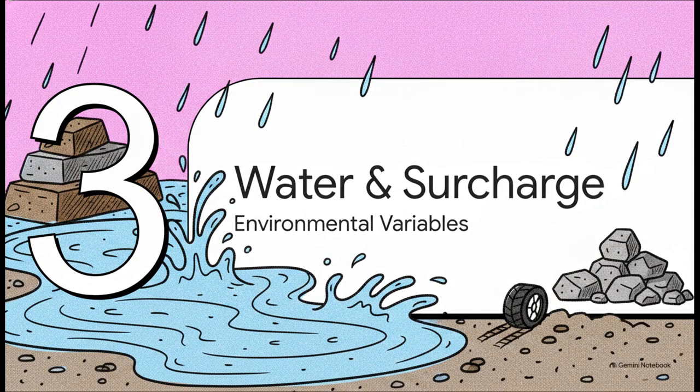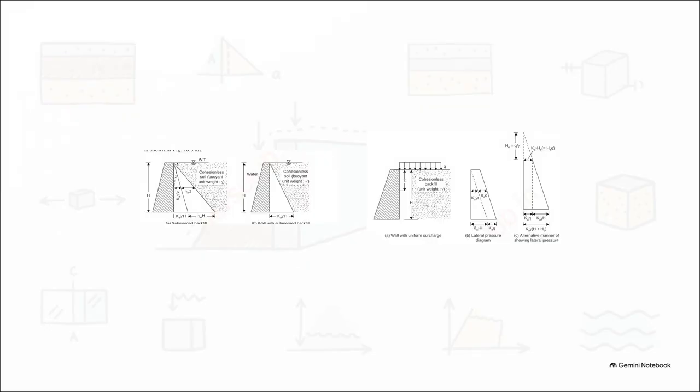Next up is Section 3, water and surcharge complications. Because let's face it, in the real world, we are rarely dealing with perfectly dry, uniform soil. Environmental variables radically alter our baseline calculations. For instance, a submerged backfill changes the math entirely. You suddenly have to do buoyant unit weight calculations and add in hydrostatic pore water pressure. Alternatively, imagine an external uniform surcharge, like a whole highway resting on top of the backfill. That adds a constant, linear pressure all the way down the face of the wall, heavily compounding the active thrust.